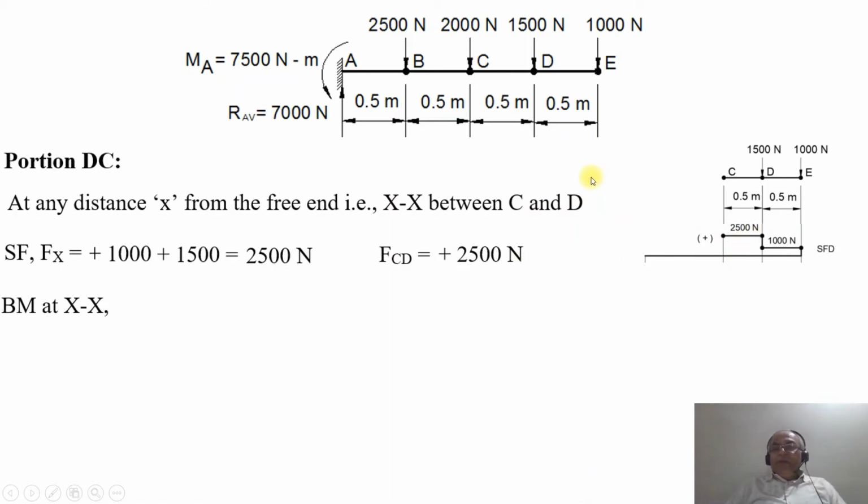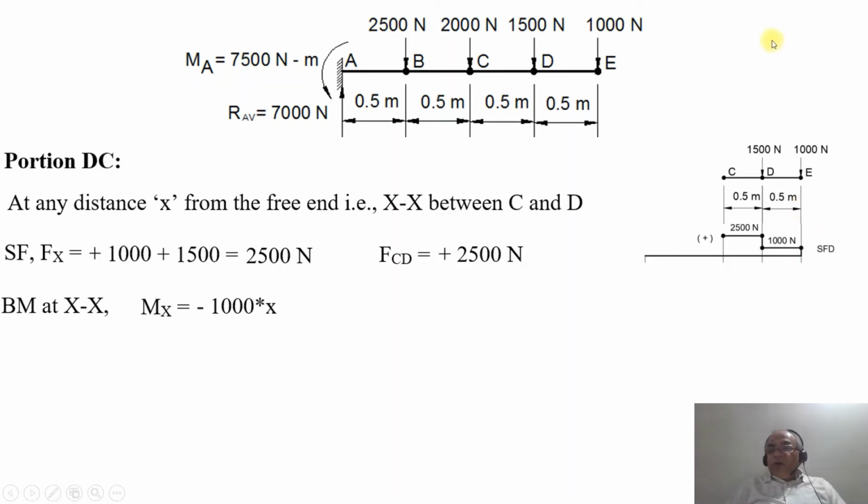So what will be the bending moment when you are considering the bending moment at the section XX? What is Mx? When you are considering the section between C and D, at a distance of x from the free end, Mx will be equal to minus 1000 into x, because the beam tries to bend in the downward direction. So naturally it is hogging. So minus 1000 into x.